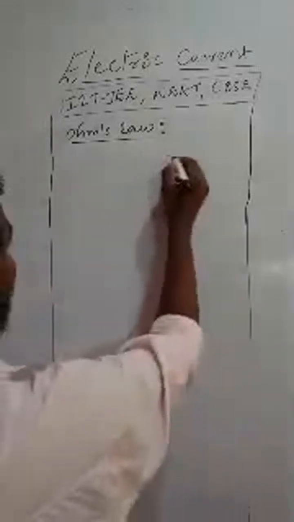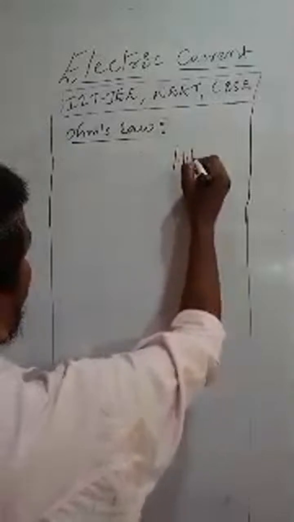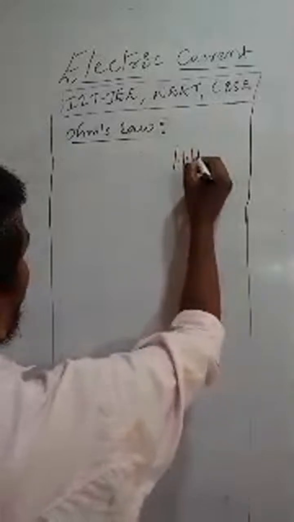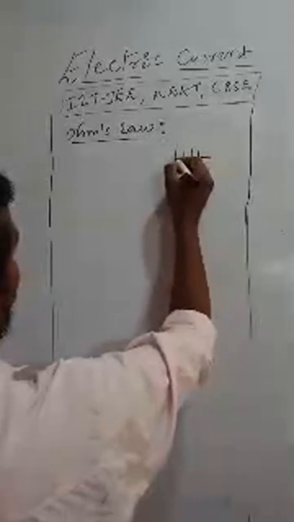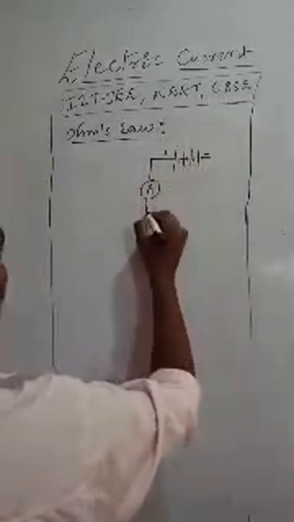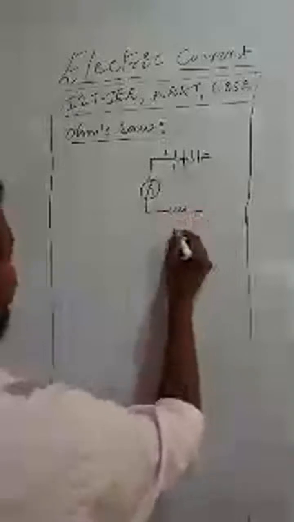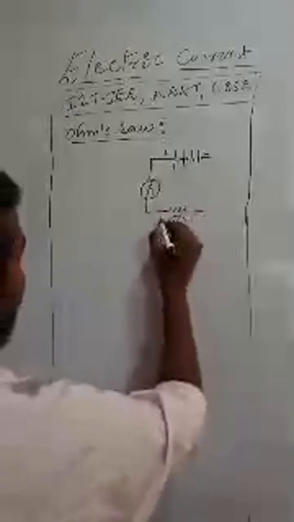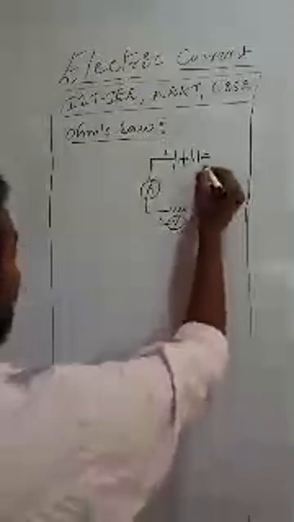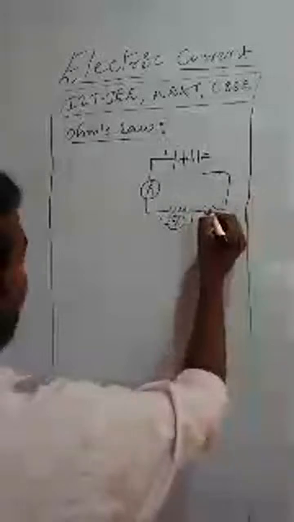Ohm's law. I'll draw the circuit diagram. Here I'm connecting 4 cells, with positive terminal and negative terminal, and current is flowing. The ammeter is here, and next this is the resistor, and here I'm considering the voltmeter. I'm also taking a switch, a closed switch.